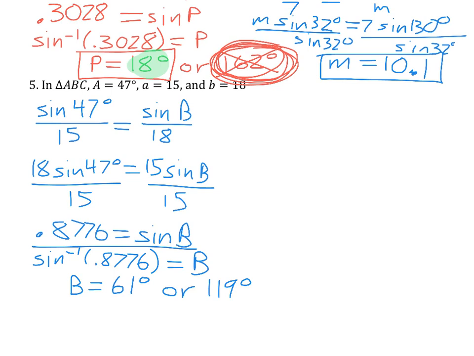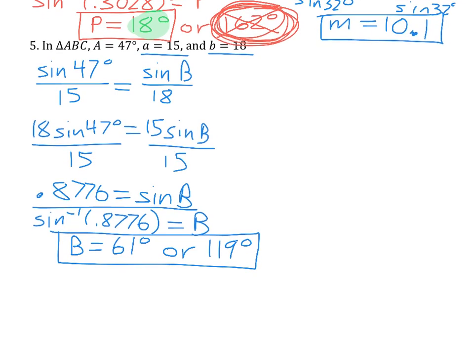Alright, now could this make sense? Well, we don't know yet what the longest side is. Is the longest side B, or is it the C that we haven't found yet? All we know right now is that B is longer than A. So angle B has to be bigger than angle A. And right now, both of these work. So I'm going to box both of these. Both of those are bigger than 47 degrees. Alright, so now let's find the third angle, angle C.